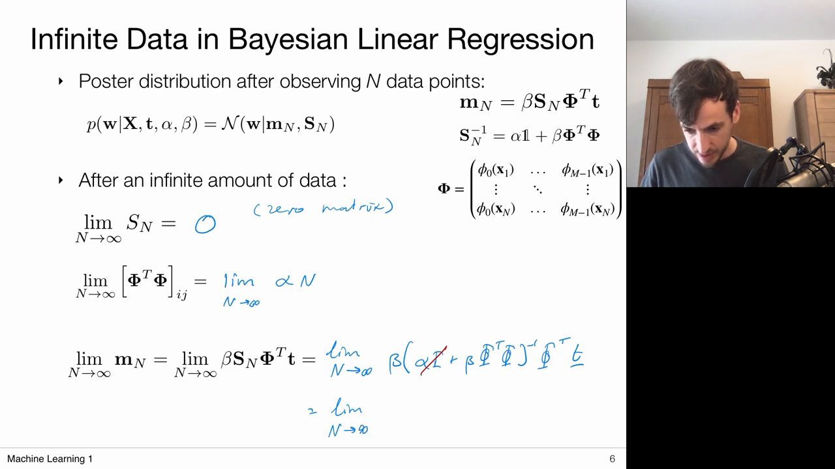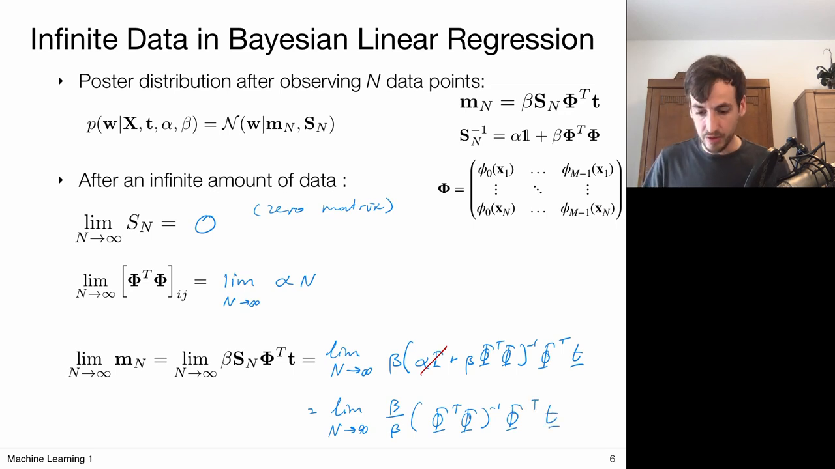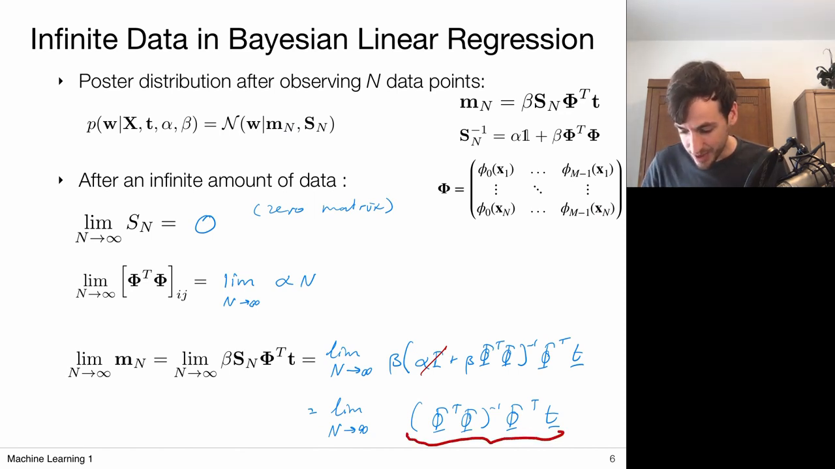n goes to infinity of beta divided by beta, phi transpose phi inverse, phi transpose t. And of course these betas cancel out, so one of these betas comes from here, we take the inverse, so we can take this beta outside. So let's just clean it up, let's just remove it. Okay, so in the case of n goes to infinity, my solution for the mean will converge to this thing. And again, we've seen this thing before. What is it? Yes, precisely, it's going to be the maximum likelihood solution. Okay, so this is really nice.